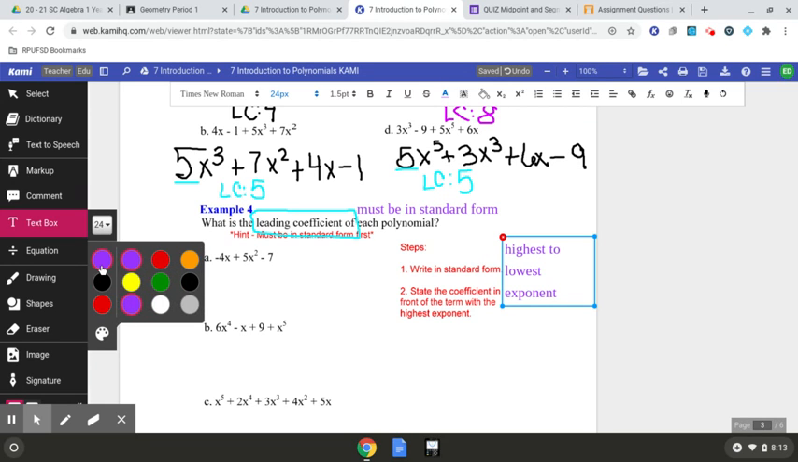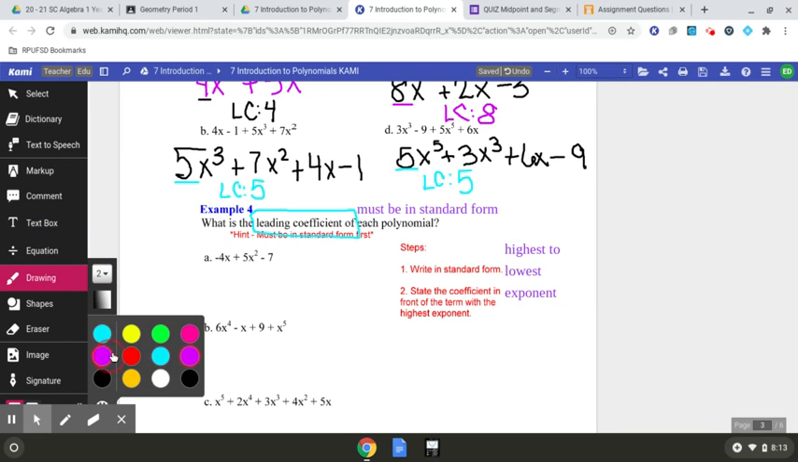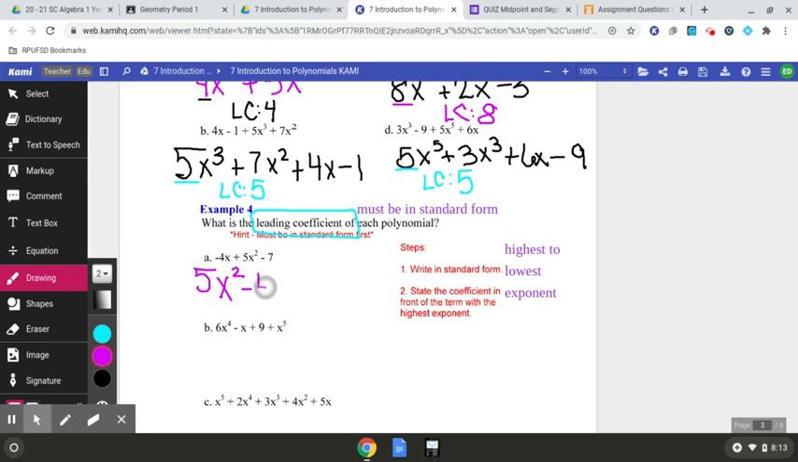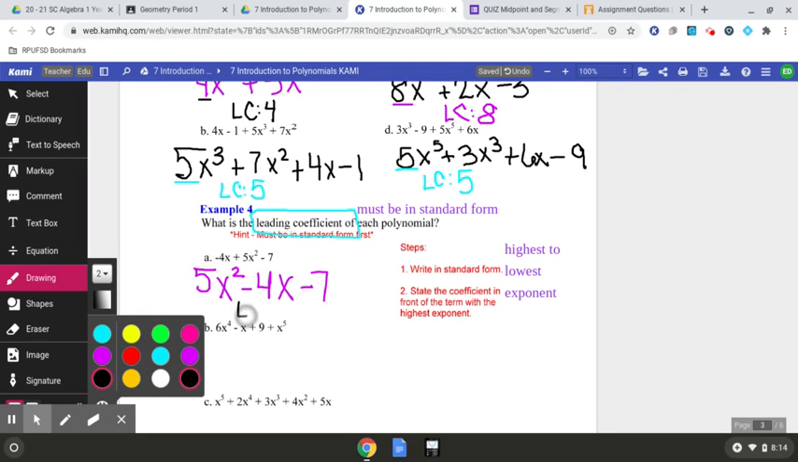So for the first one, if I put this in standard form, the x squared would go first, so 5x squared. Then it would be the -4x, and then the -7. So my leading coefficient here would be the 5.